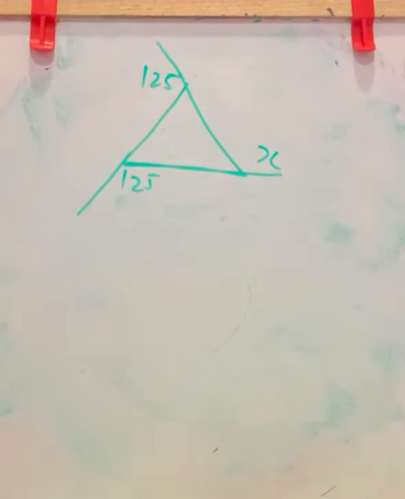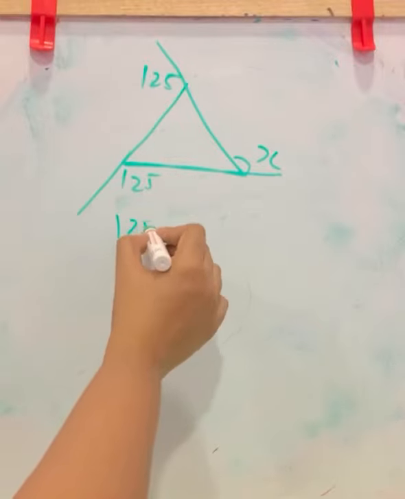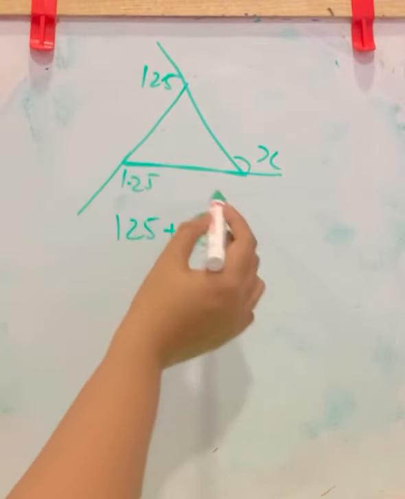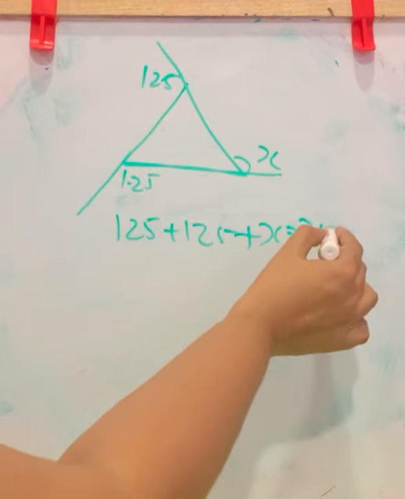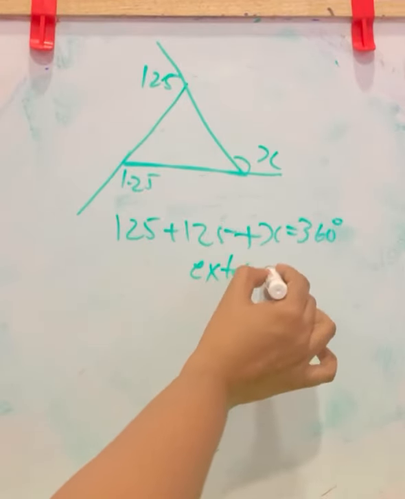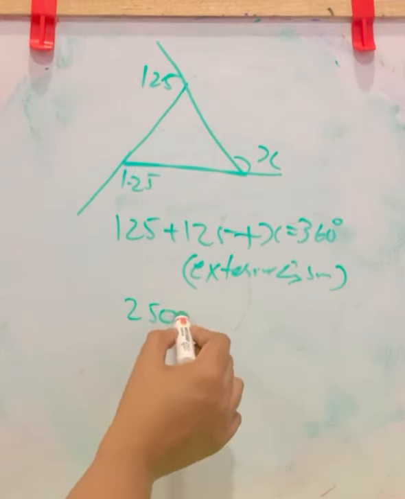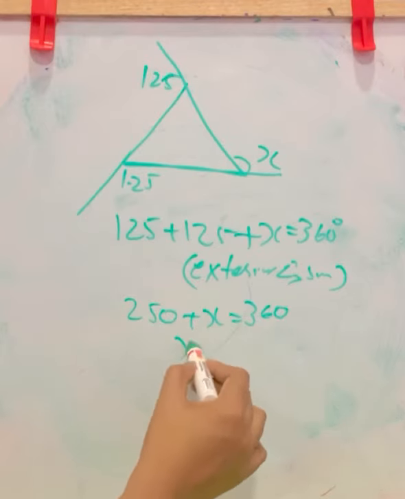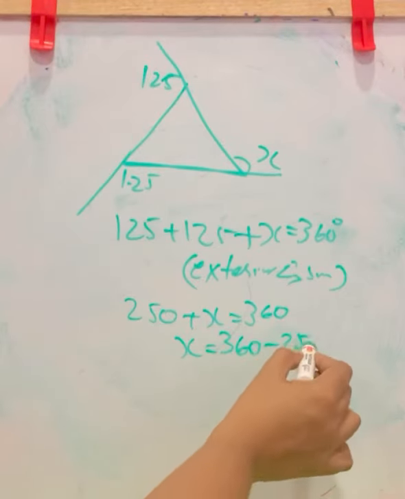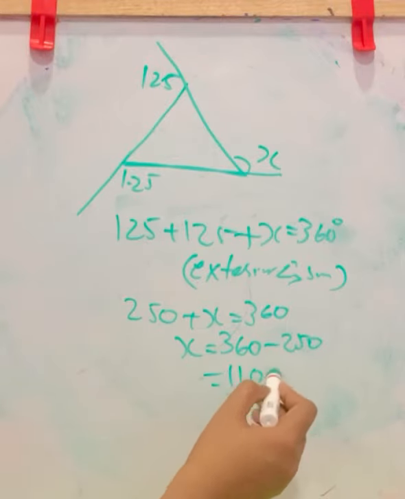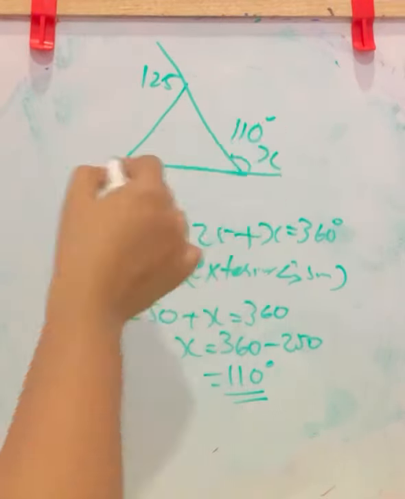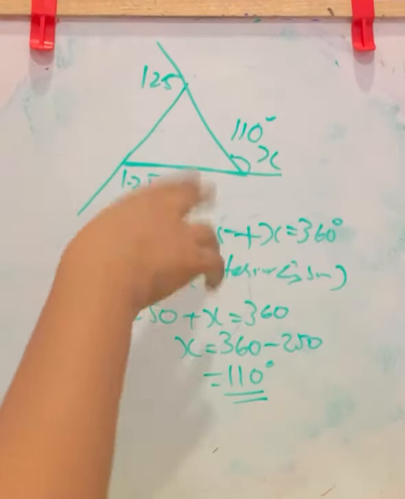Here we have the exterior angles, and x is also in the exterior. We know the exterior angle sum of any polygon is 360. So here we write 125 plus 125 plus x is equal to 360. That is the exterior angle sum property. Now 125 plus 125 is 250, plus x is equal to 360. So x is equal to 360 minus 250, that is 110. 110 degrees is the x here.